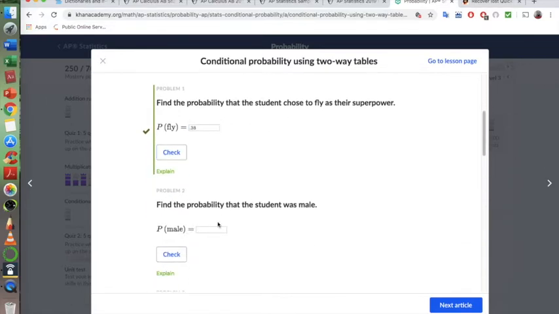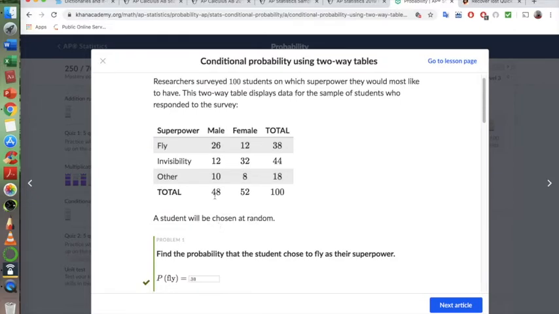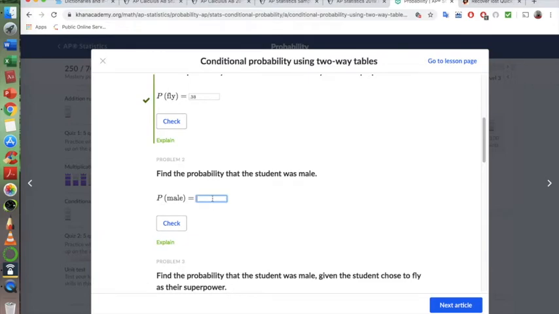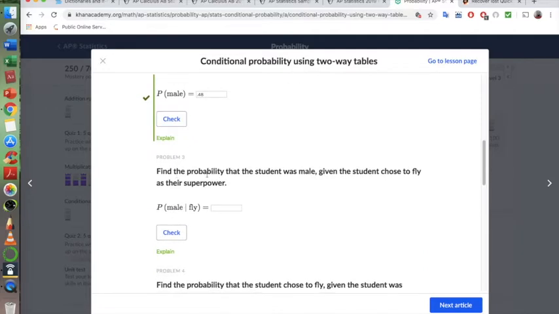Next, the probability that the student was male. Males are in this column here. We've got a total of 48 out of 100 males, so if we chose one at random, we'd have a 0.48 chance of choosing male. The probability that the student was male, given that the student chose to fly as their superpower.